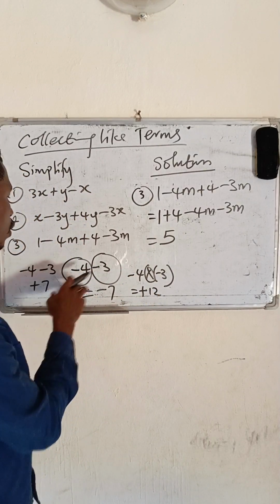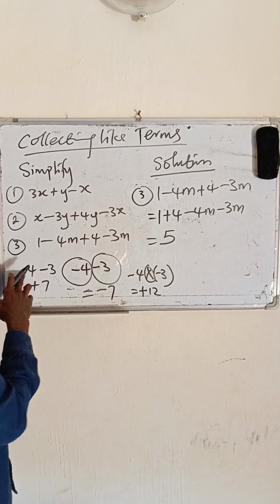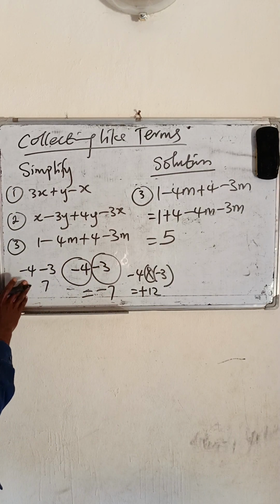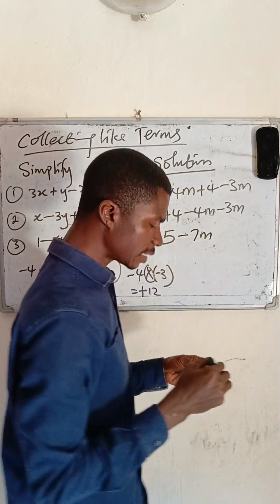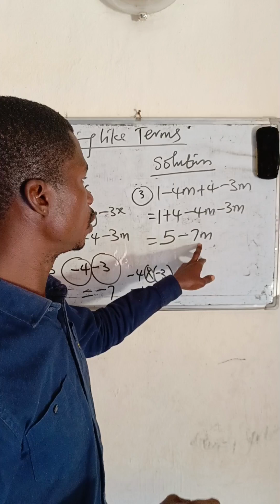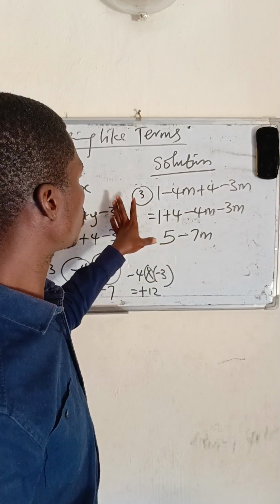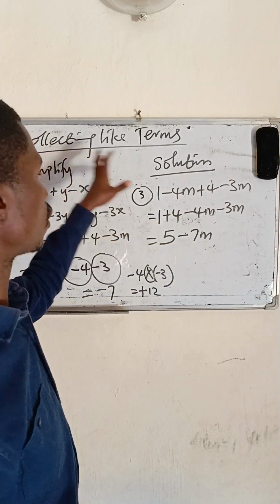Since there is no multiplication here, don't do that. Minus 4 minus 3 simply is what? Minus 7. So you write it minus 7m. That is the first step. So you've understood this one. This is what we call simplification, or collecting of like terms.